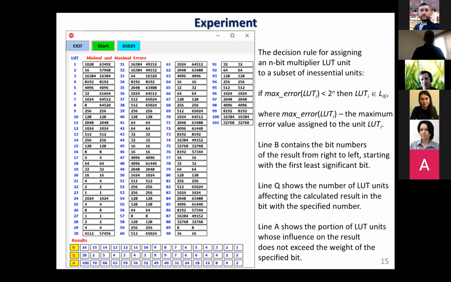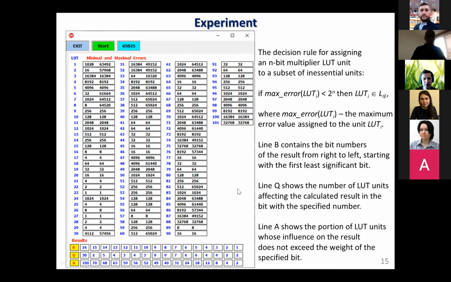In this slide, you can see the main windows of the software which we developed for this experiment.